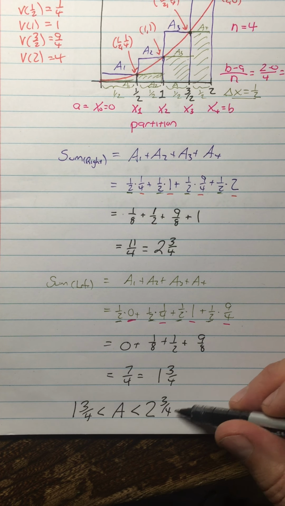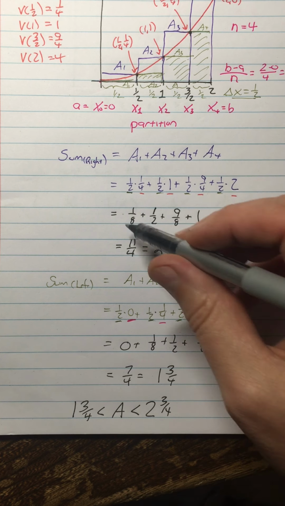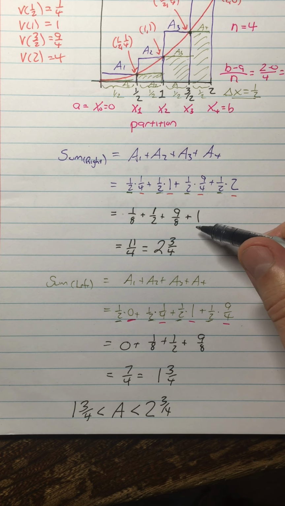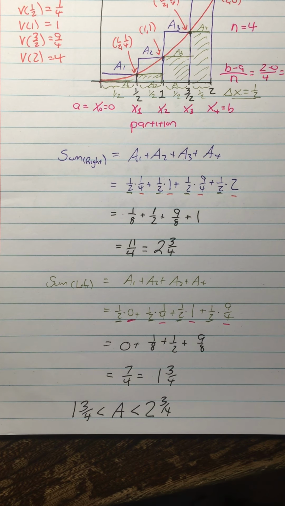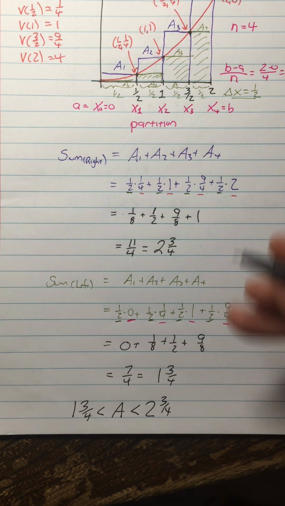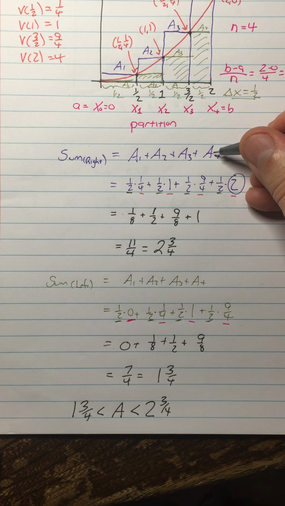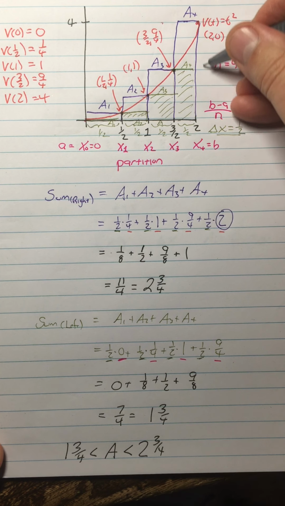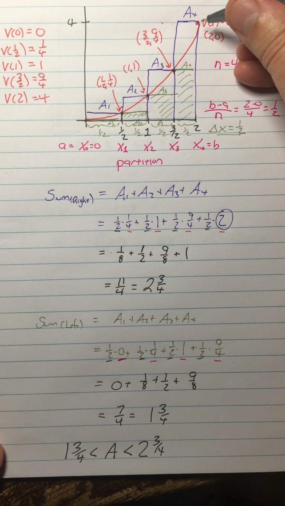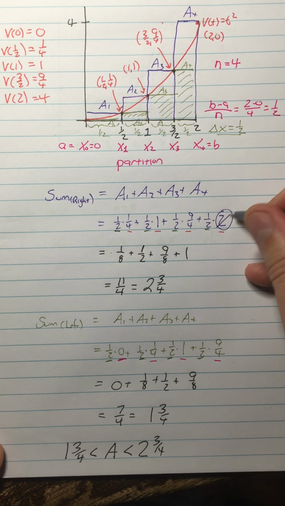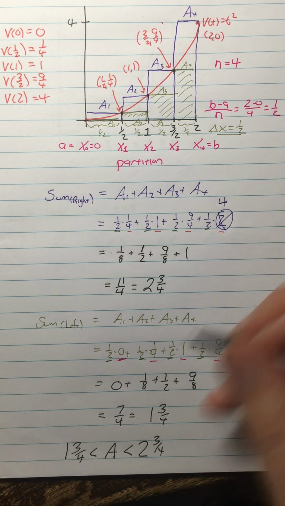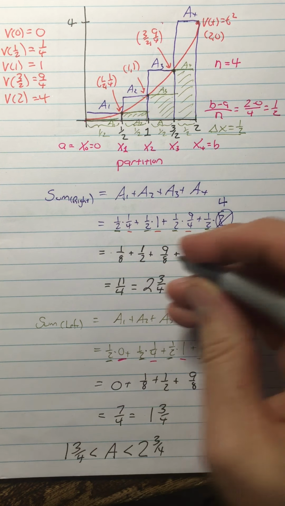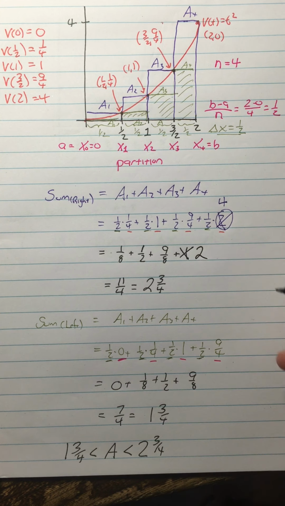So I was suspicious of this number because it seems a little small, the number 2 3/4. So I was suspicious of my fraction addition, but that's not where it is. The error is up here. The height of the rectangle A4 is not 2. The height of the rectangle A4 is 2 squared, which is 4. This number is 4. So this number is 2.